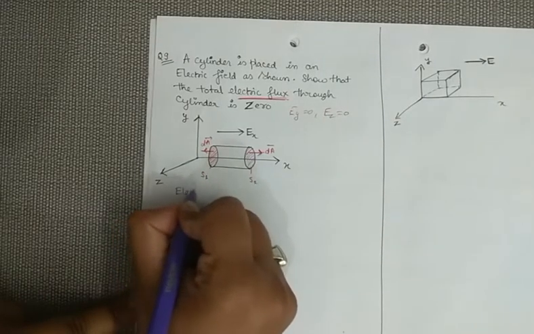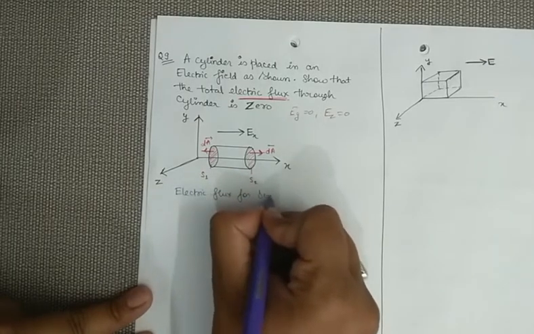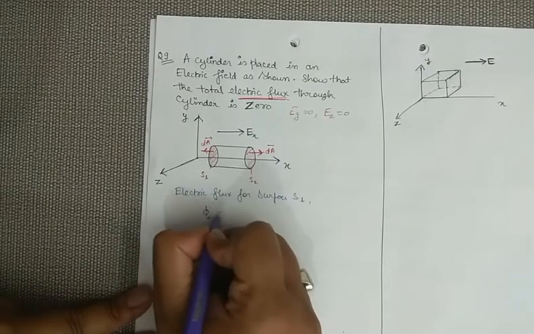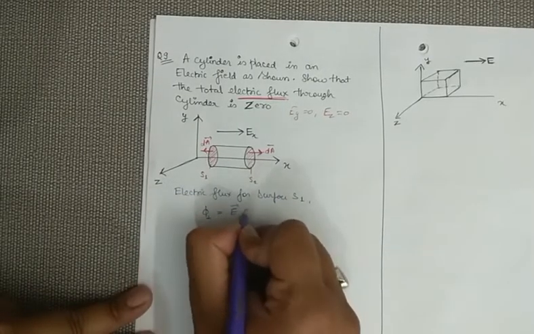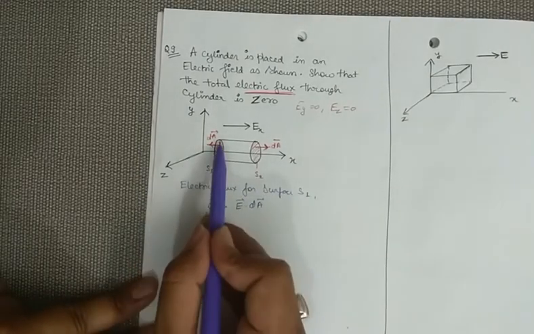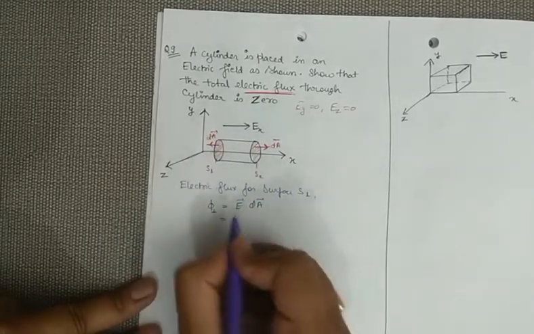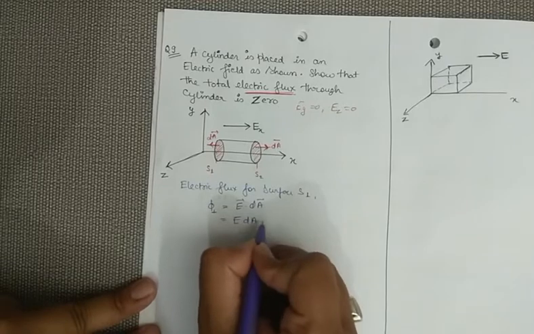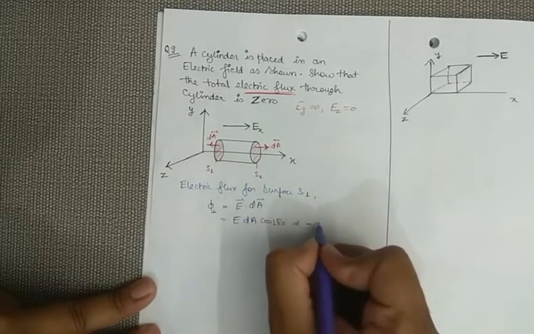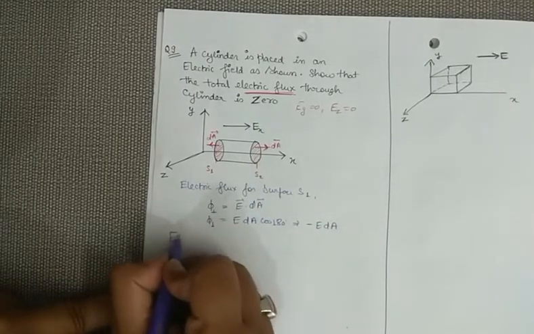Electric flux for surface S1, that is phi 1. The formula for the electric flux is E dot dA. Now you see, at surface S1, the area vector is in this direction and the electric field is in this. Both are in opposite directions. If two vectors are in opposite directions, take theta as 180. Cos 180 is minus 1, so it will give you minus E dA. This is phi 1.